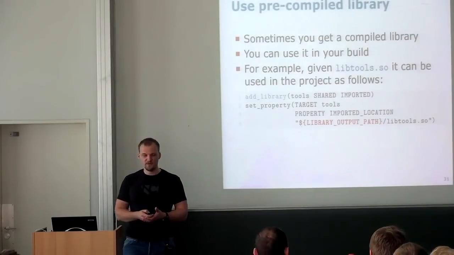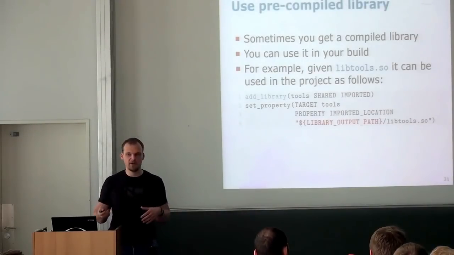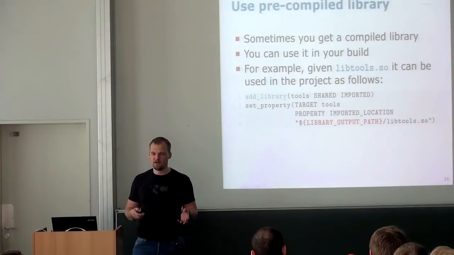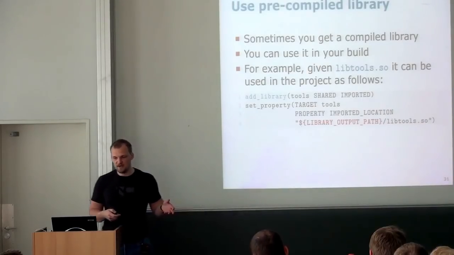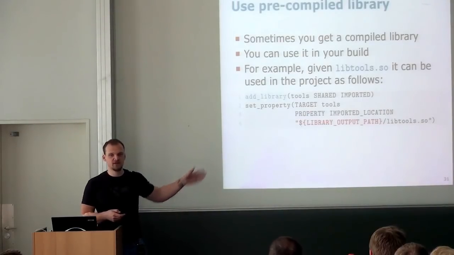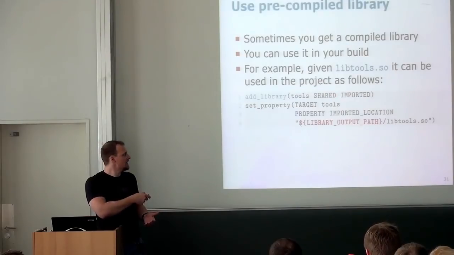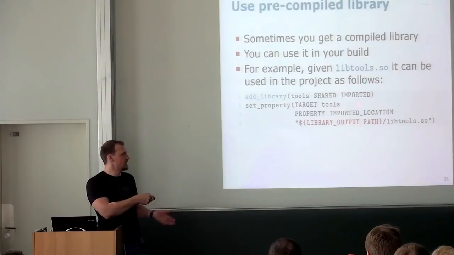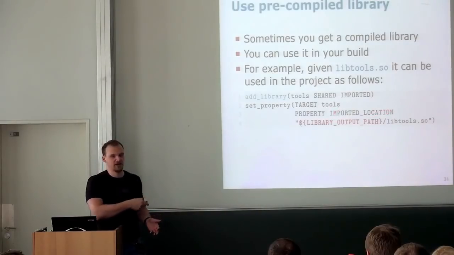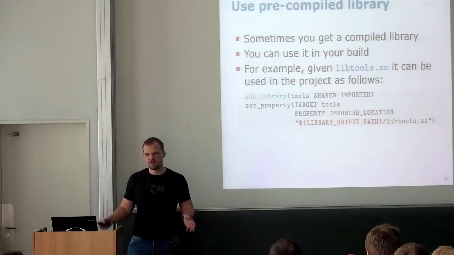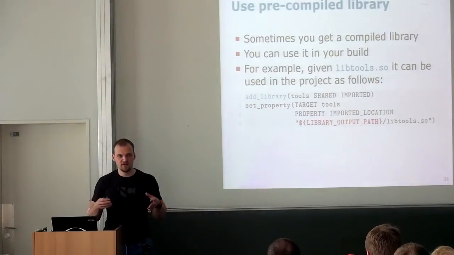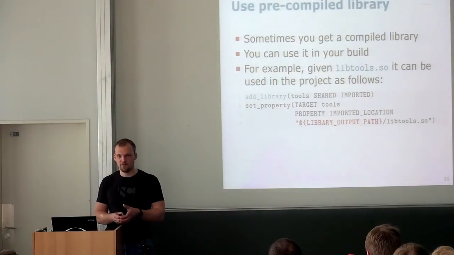Right. You can also use precompiled libraries. If I have a precompiled library, I can just use it in my build. For that, you basically just need to copy-paste this into your CMake. The idea is that I want a library called tools, and it's a shared library, and it's imported. Then I set a property of tools, the imported location, and I just set the location where to import it from. That's it. It's very simple to read, and that's what you will also be using in the homework, because you will get a library that you will need to use.